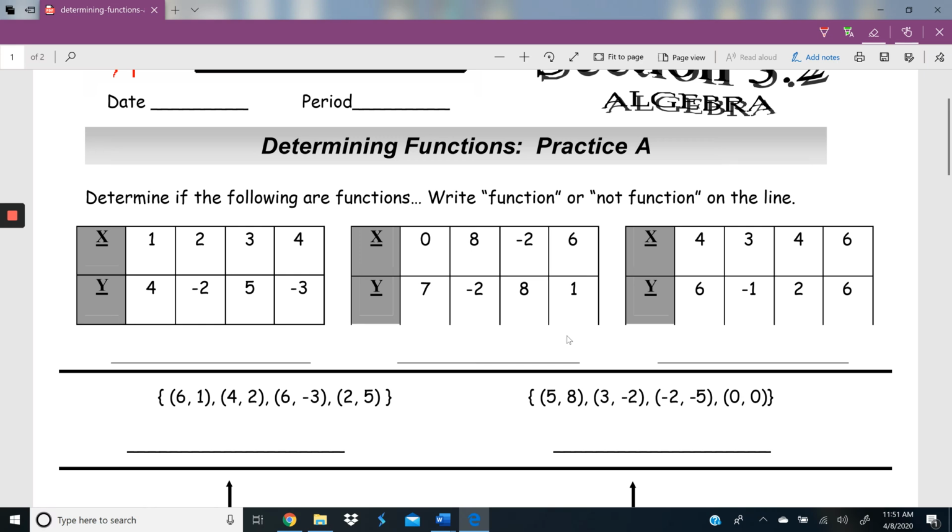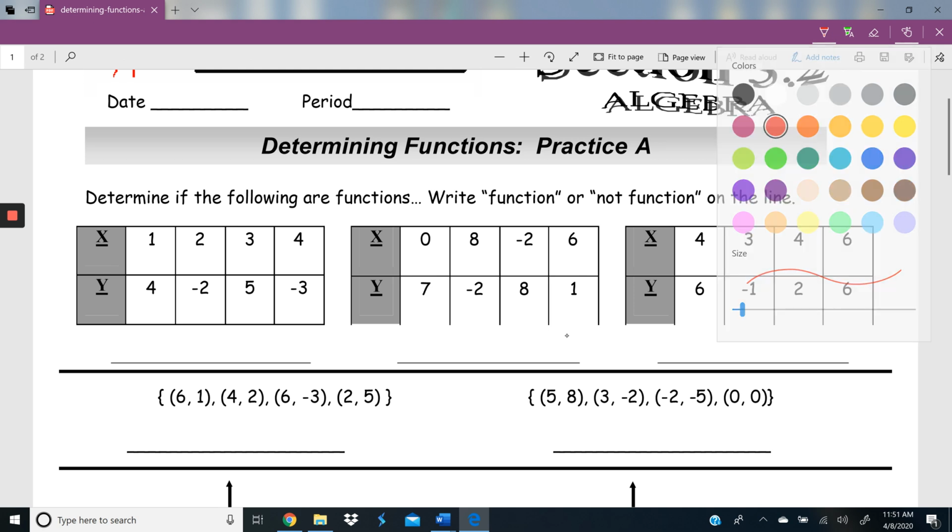Hi guys, for today we're going to go over determining functions. We have been doing this lesson for the past week. Some people have been getting problems correct, some people are still getting them incorrect. But you must remember, and I'm going to write down some more notes, which is the same notes that you should have been taking on a piece of paper.